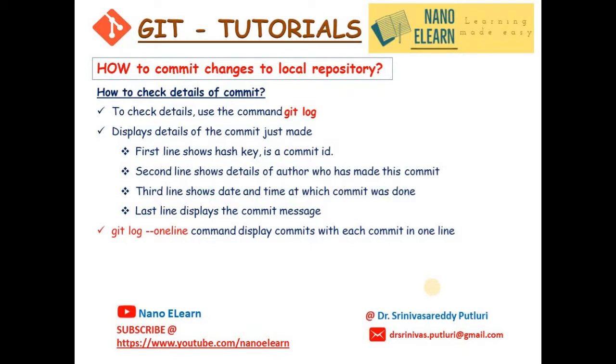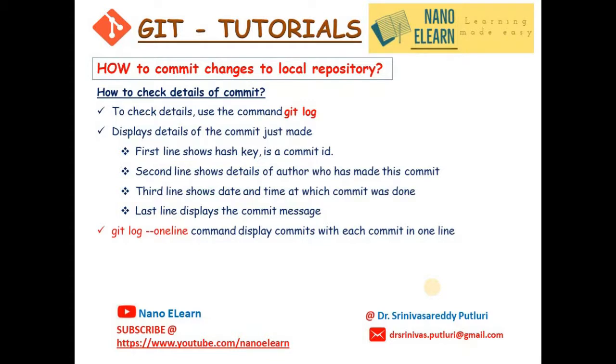First line shows set of alphabets and numbers which indicates a hash key, also known as commit ID. Second line shows details of author who has made this commit. Third line shows date and time at which this commit was made.